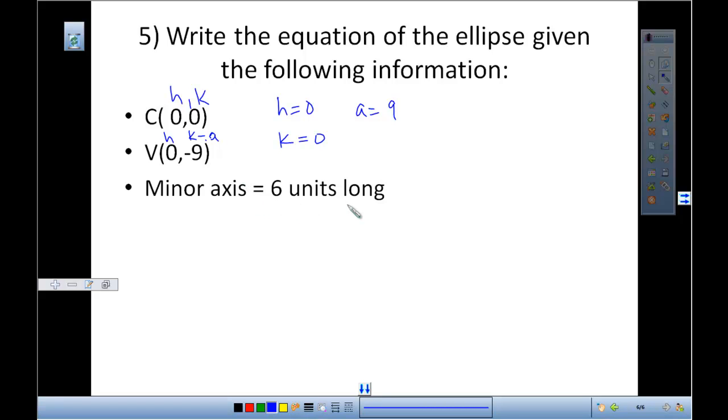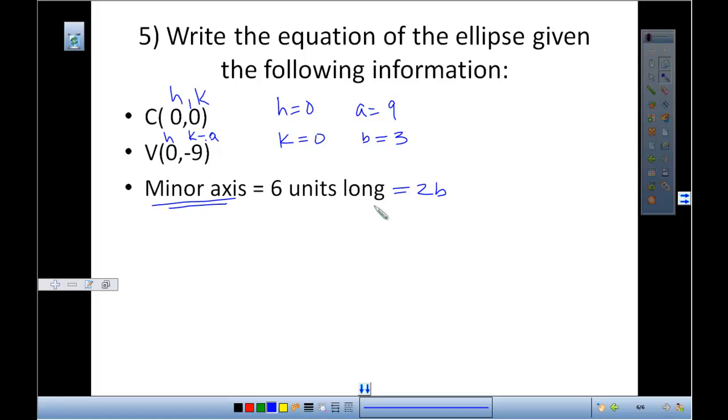The other piece of information we know about is the minor axis. Well, what do we know about the minor axis? We know that the minor axis is going to be a length of 2b. So this is really telling us that 2b is going to be 6 units long. This is really helpful because now we know that b is going to have to be 3.